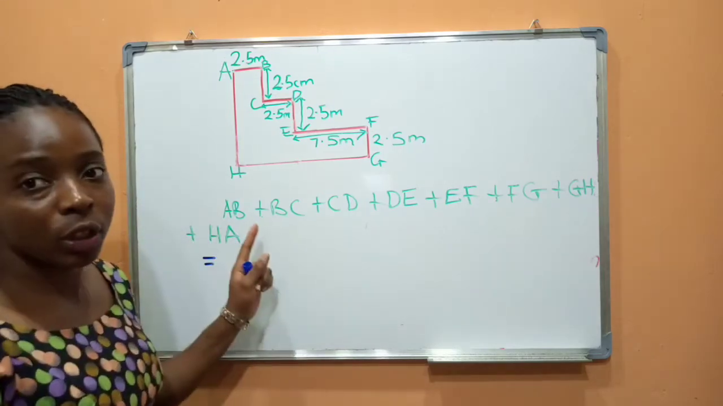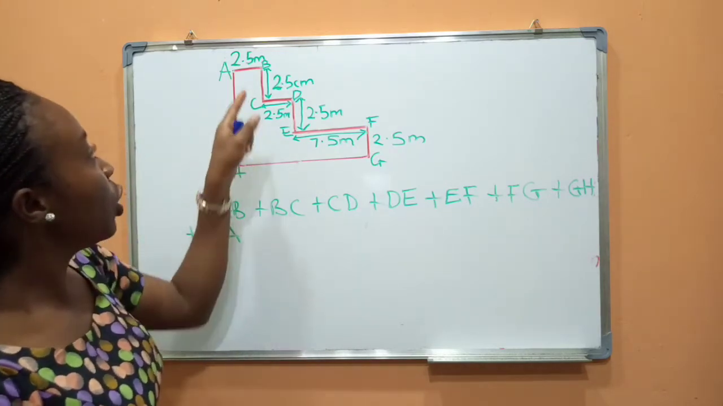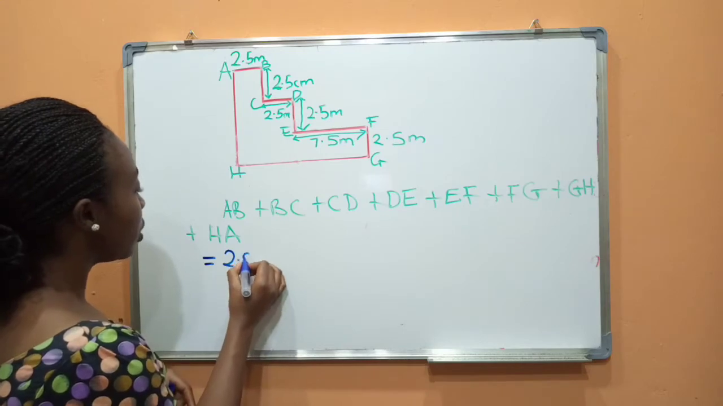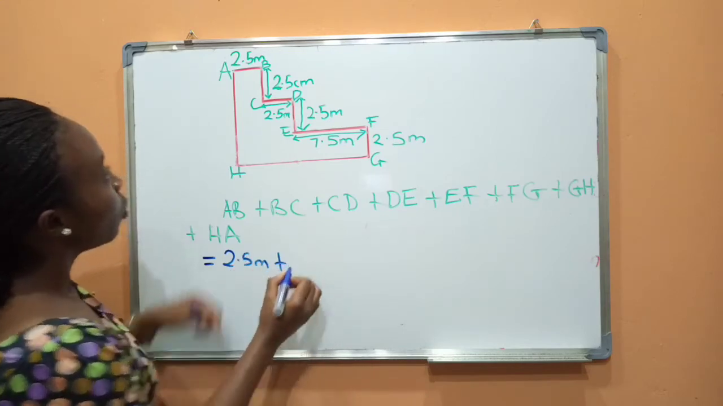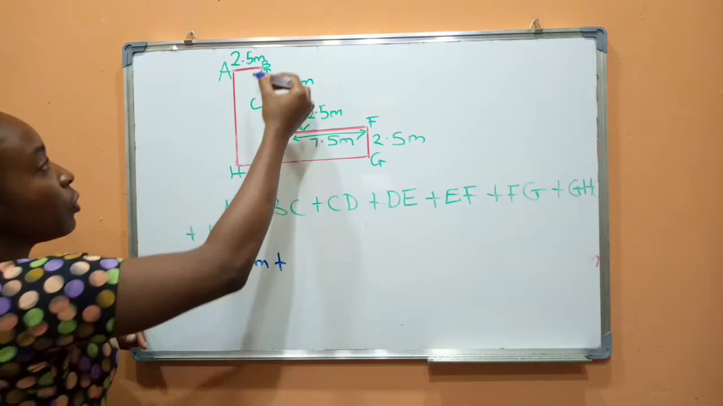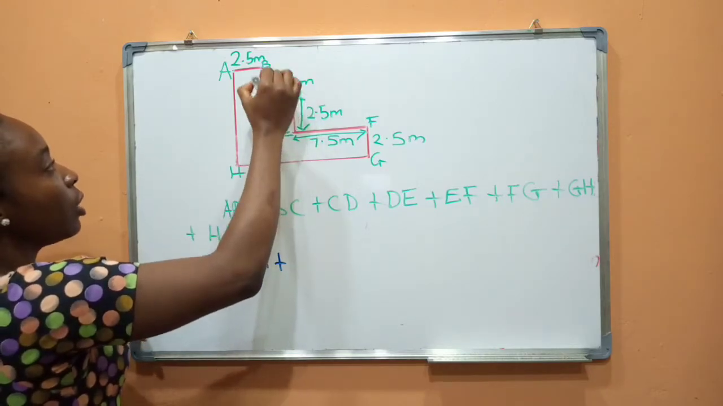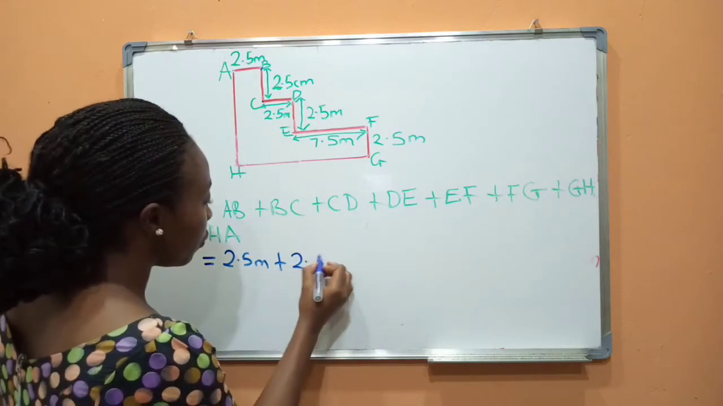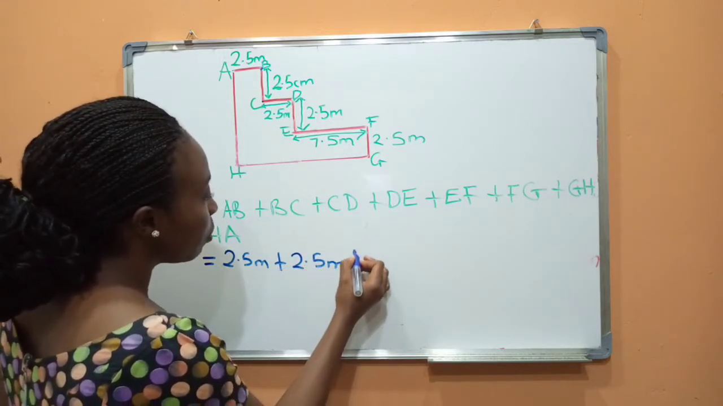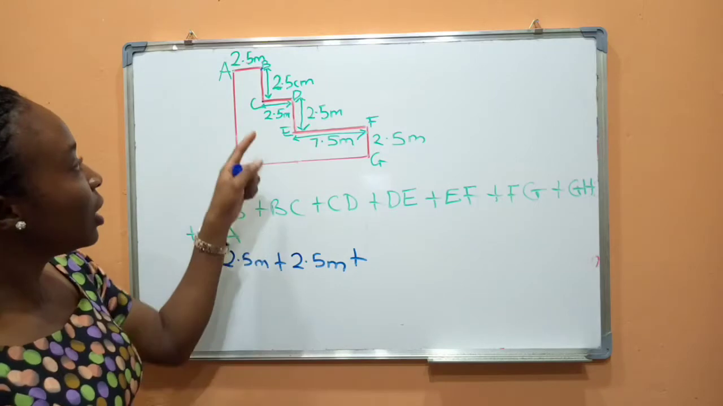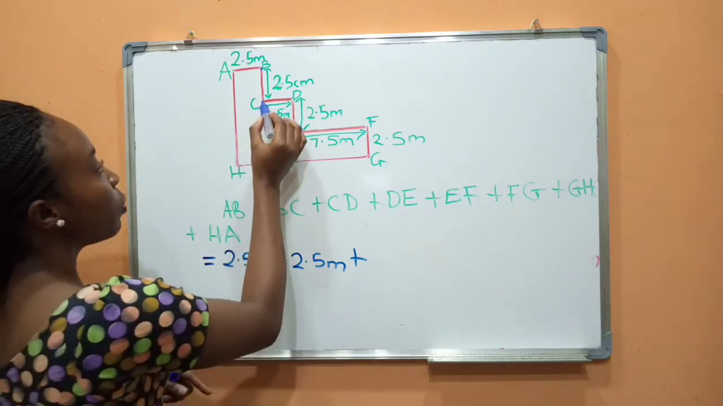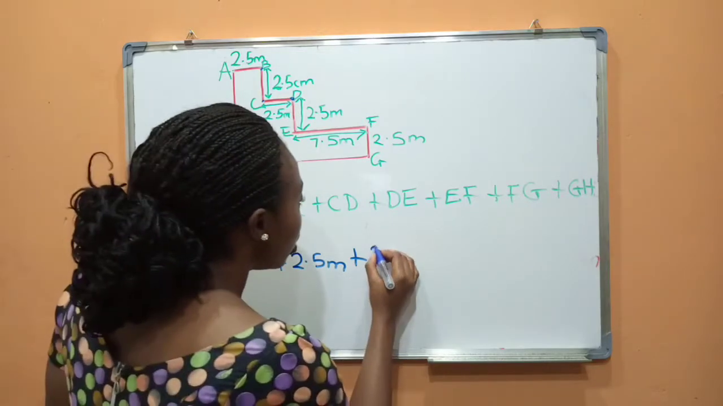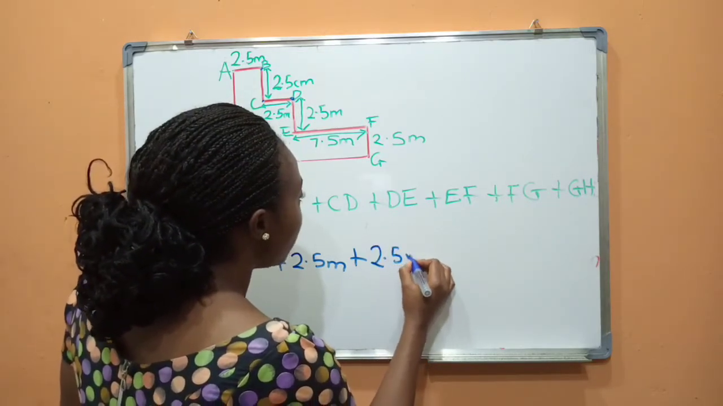So now we have done this. Let's look at AB. What do we have for AB? AB is 2.5 meters plus what do we have for BC? BC is from here to here, okay? So we have 2.5 meters again. Plus, how about CD? CD is from this point to this point. We still have 2.5 meters.